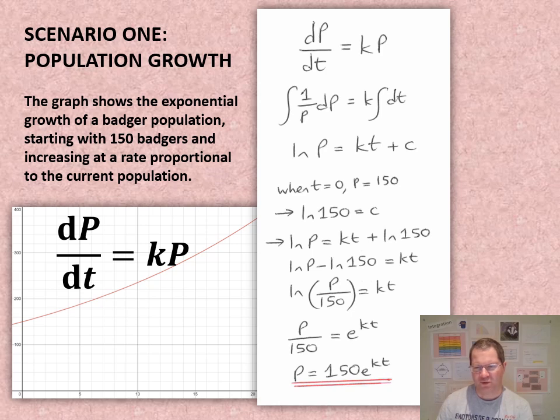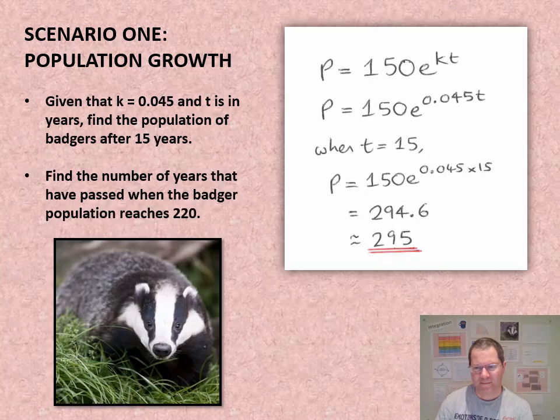If we move the logarithms all to the same side, we get ln P minus ln 150. And then we can use the rule of logs that says subtraction is division. So ln of P over 150 equals kt. If we then exponentiate both sides, we get P over 150 equals e to the kt, from which P equals 150 e to the kt.